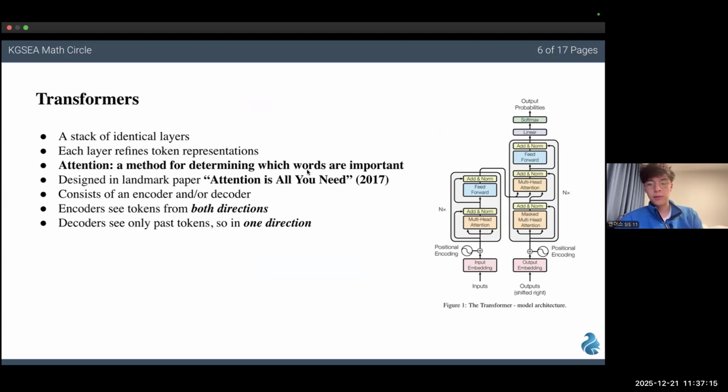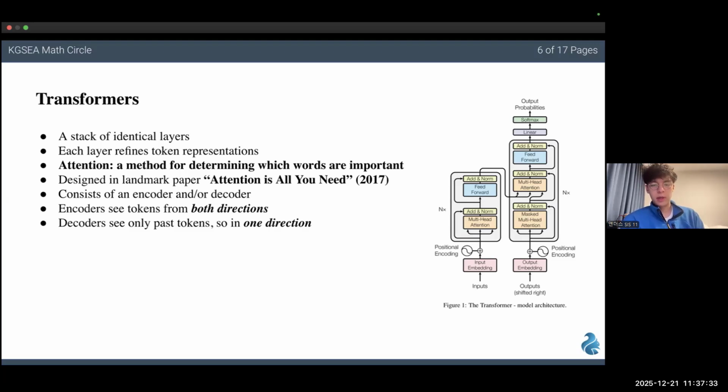For example, if we're talking about moles as in the animal, some words that might give it context might be underground, burrow, mammal, and so on. And other words that we don't care about as much, just grammatical parts of the sentence, for example, are given less weight.